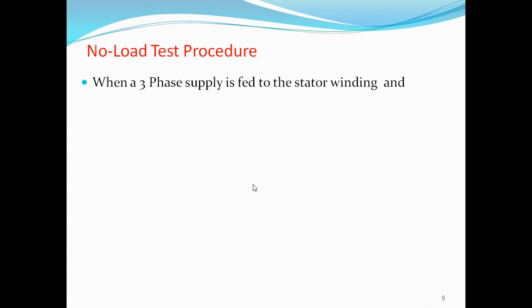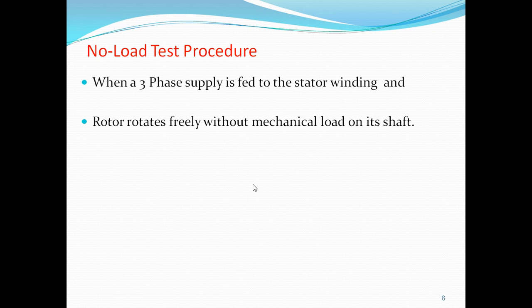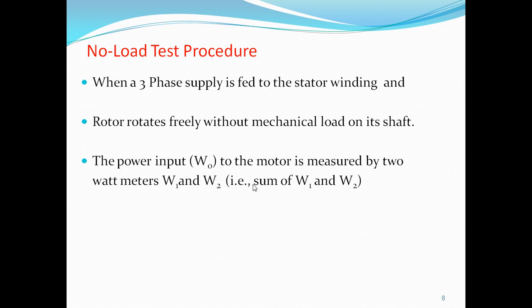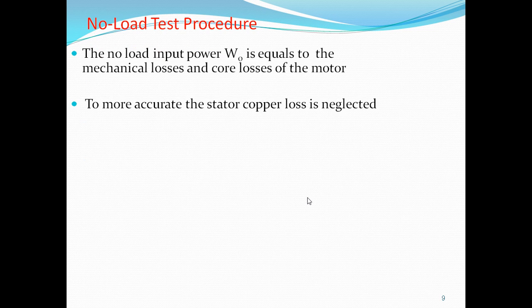So how to perform the no load test? When a three-phase supply is given to the stator winding and the rotor rotates freely without mechanical load on its shaft, the no load power input, that is W naught, to the motor is measured by two wattmeters, that is W1 and W2. So power input is equal to W1 plus W2.